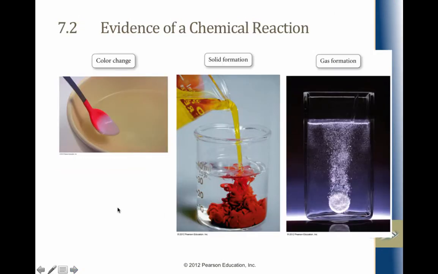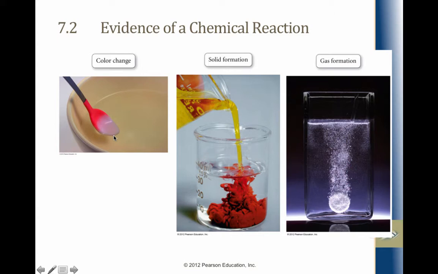We have some evidence of a chemical reaction. Now this is from Chapter 7, but we will apply this in our lab for this unit. These are some of our indications that the atoms are rearranging. Do we get a change in color?